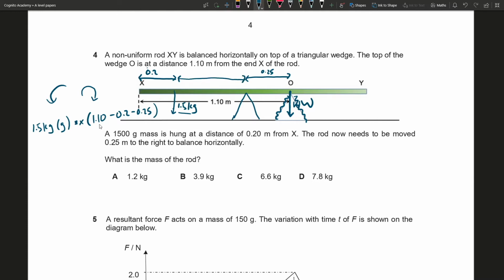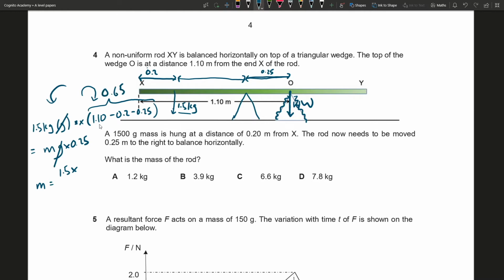equals to the mass of our rod, let's call it M, times G, the gravitational field strength of the Earth, times 0.25, which is this distance, the perpendicular distance of our center of gravity from our pivot point. So cancelling out G and rearranging the equation, we have M equals to 1.5 times this distance. Putting that into our calculator, that's 1.1 minus 0.2 minus 0.25, giving us 0.65.